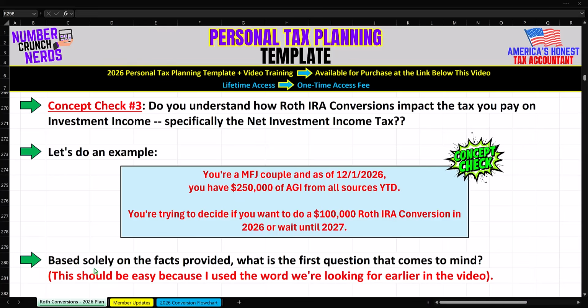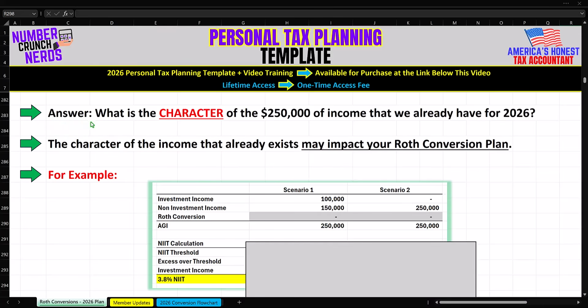Okay, so based solely on the facts provided, what is the first question that comes to mind for you? And by the way, this should be an easy one because I used the word that we are looking for earlier in the video. And the answer I'm hoping you came up with is, what is the character of the $250,000 of income that we already have for 2026? The character of the income that already exists may impact your Roth conversion plan for the year.